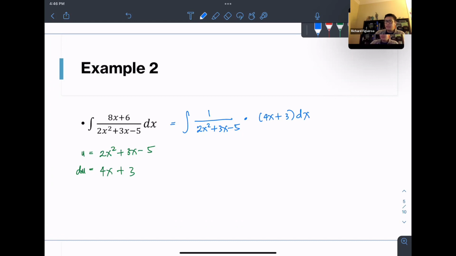So u natin is ito. Ang du natin is 4x plus 3. But on the original integrand, it's 8x plus 6. Tama? Yes po. Pero hindi sila parehas. What are we going to do? We have to neutralize it. So this time, mag-asawa neutralizing factor.